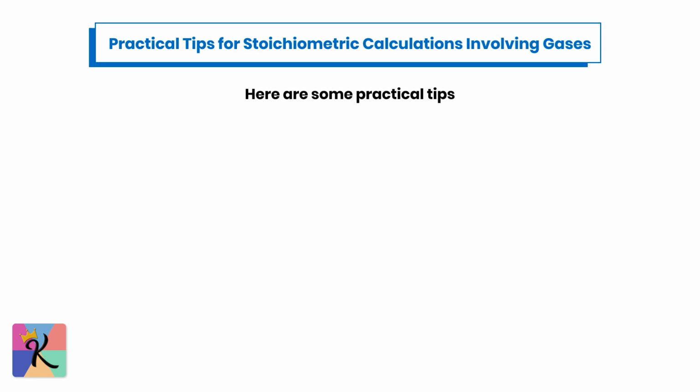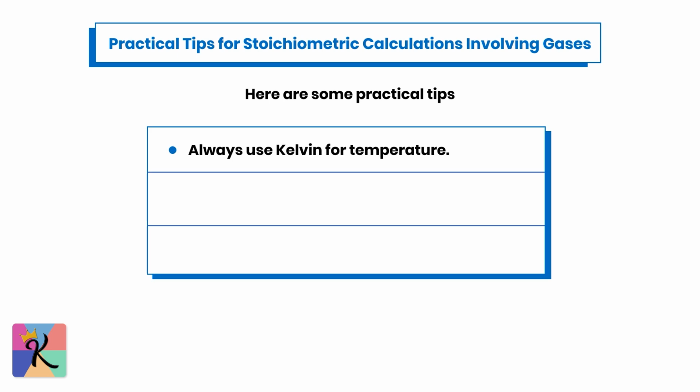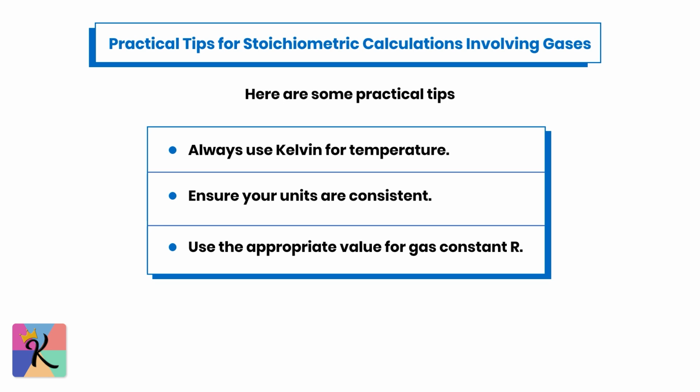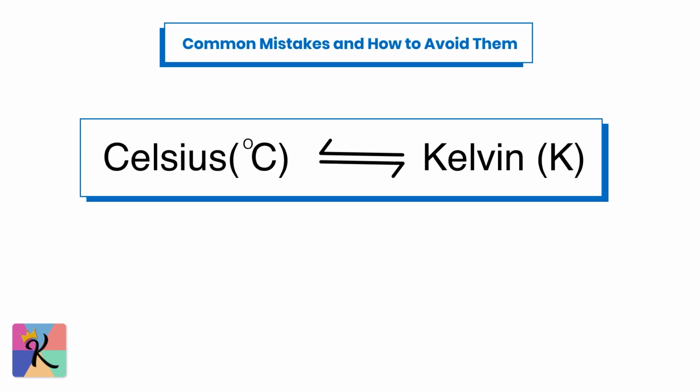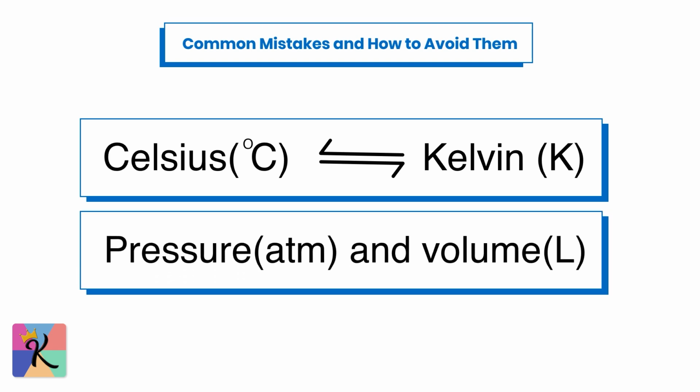Here are some practical tips. Always convert temperature to Kelvin, ensure your units are consistent, and use the appropriate value for R. These small details can make a big difference. Avoid common mistakes like using Celsius instead of Kelvin or mixing up units for pressure and volume. Always double-check your calculations to prevent errors.